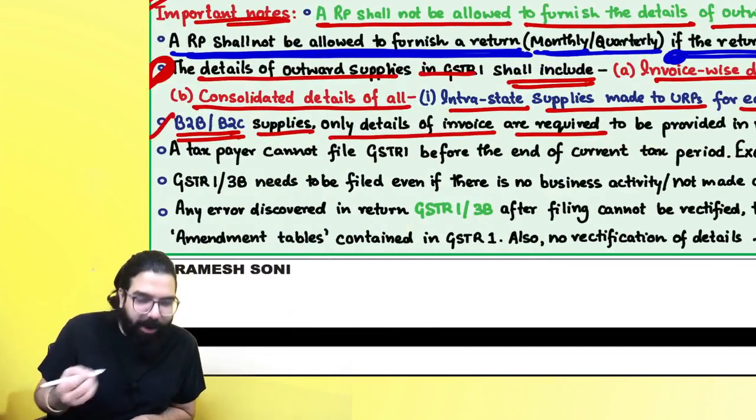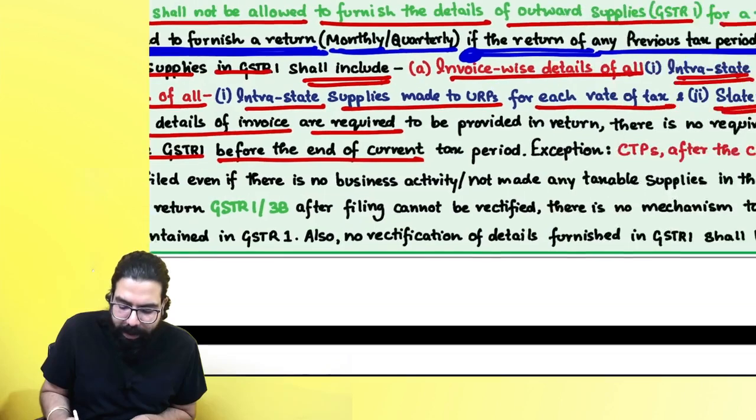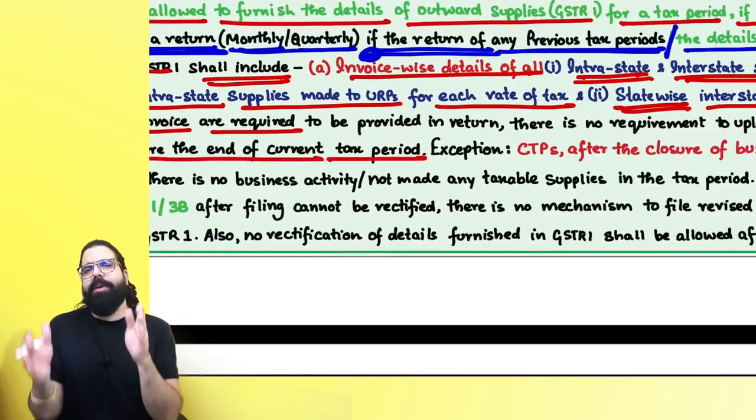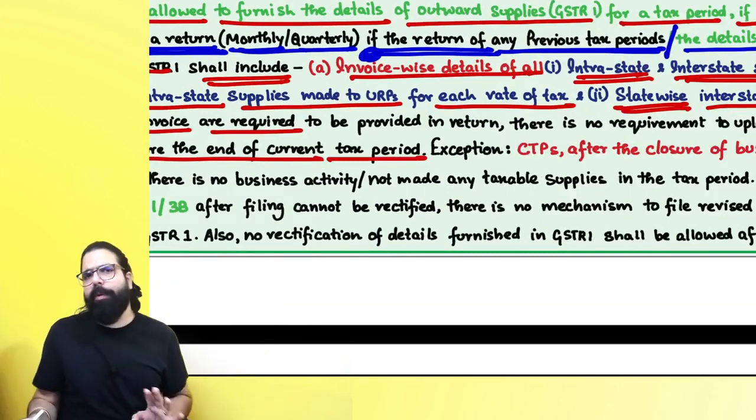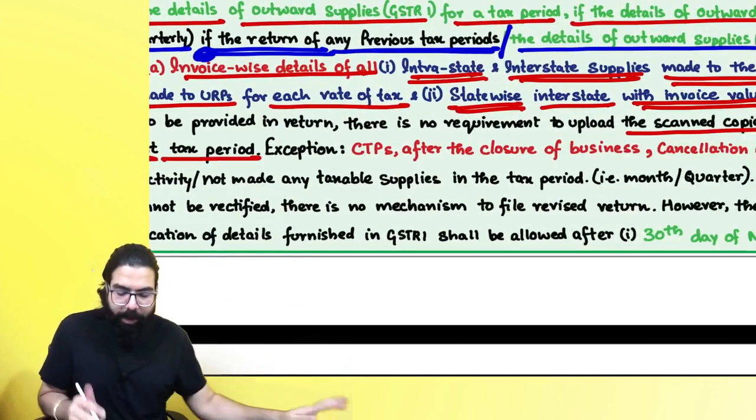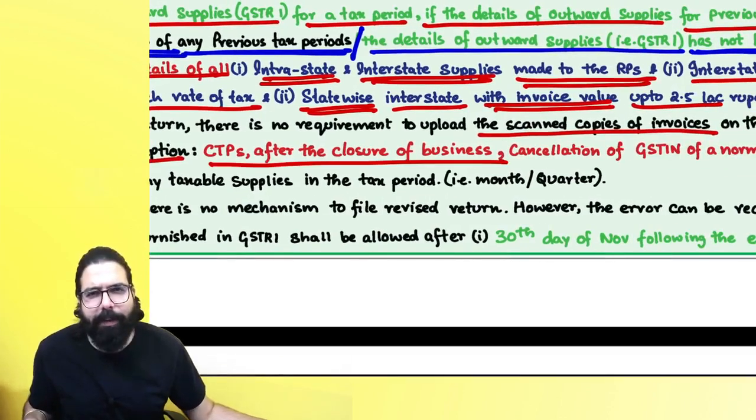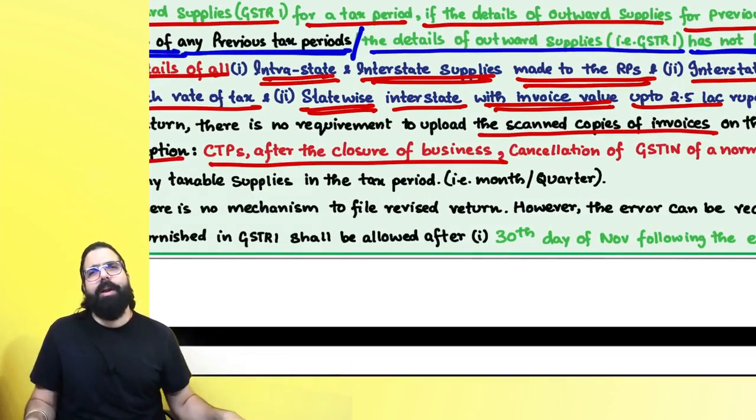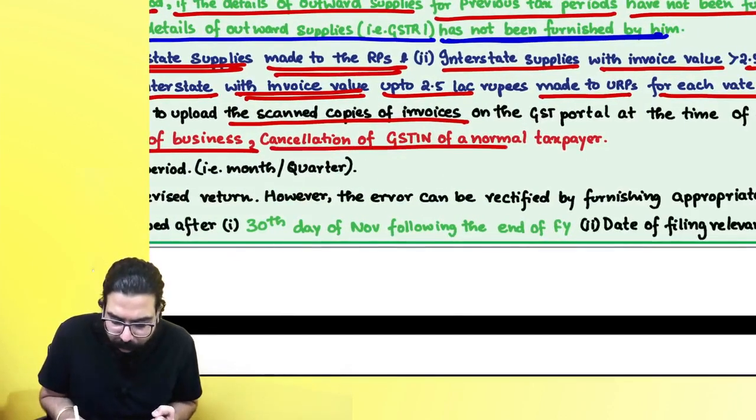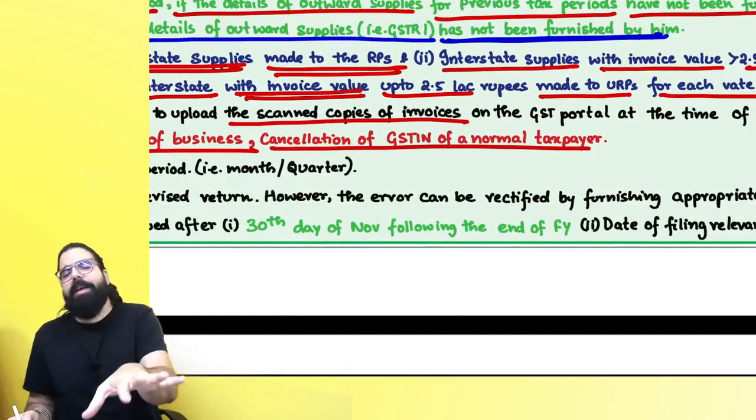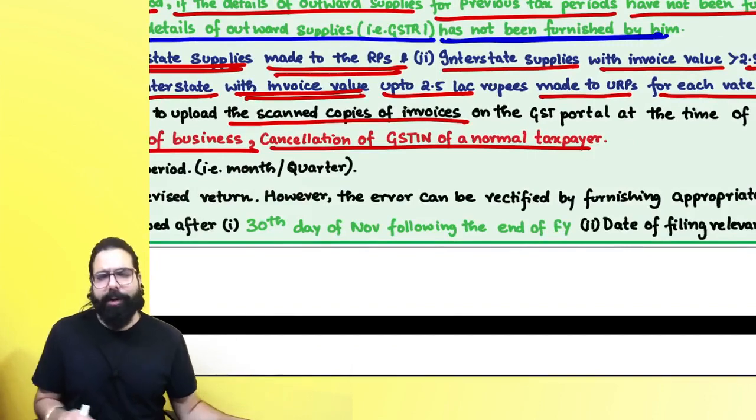Then a small question: a taxpayer cannot file GSTR 1 before the end of the current tax period. Always remember, if your tax period is monthly or quarterly, once the month or quarter gets over, only then you can file your GSTR 1. But there is an exception. If you are a casual taxable person, if you have taken registration supposedly for 20 days, then you can file even before the tax period gets over. Or if you are a person whose registration has been cancelled, then even before the period gets over, you can file your return.